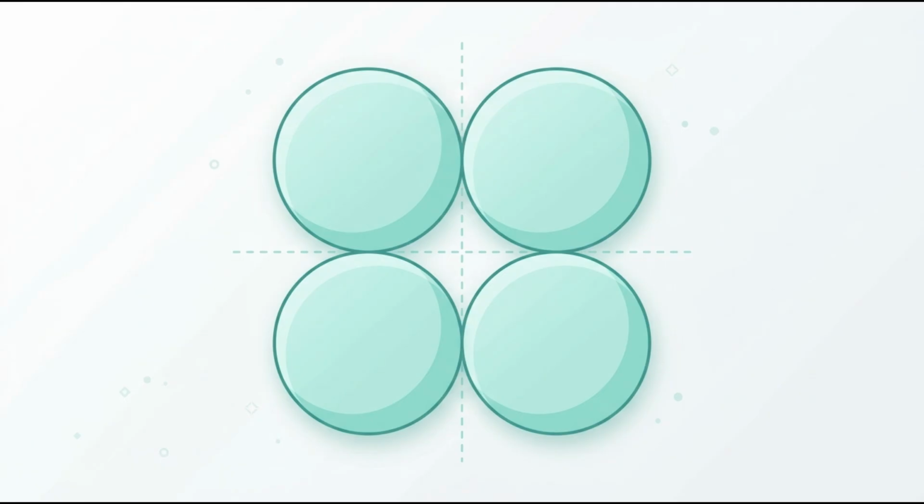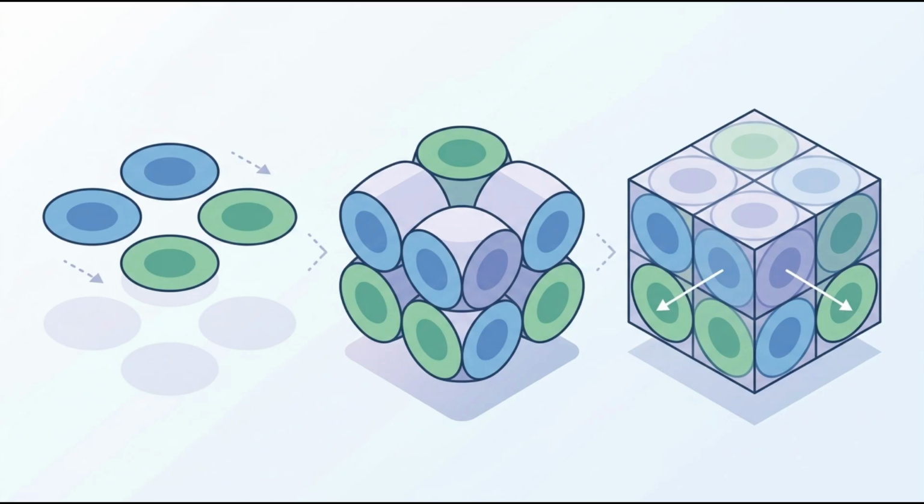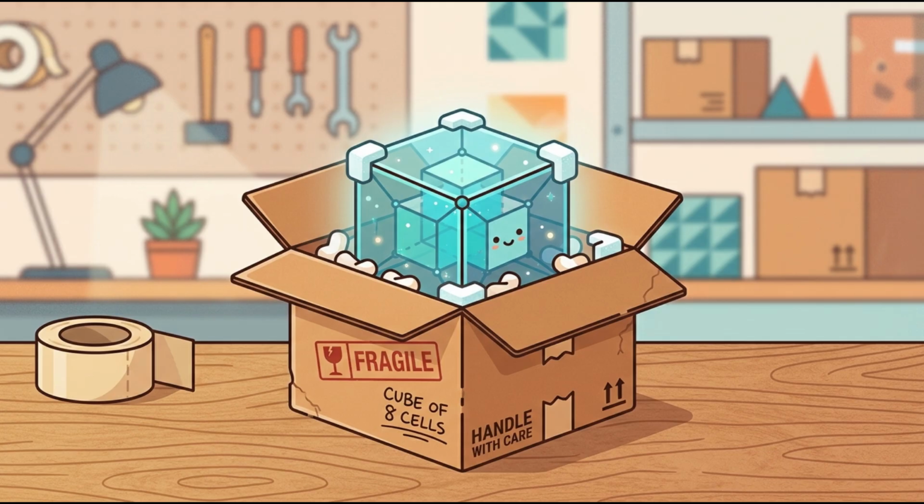Split in 2 directions, and 4 cells square up. That neat group of 4 is called a tetrad. Add a 3rd direction, and they stack into a cube. 8 cells in a tidy box? That's Sarcina. Honestly, it's microscopic packing done a little too well.